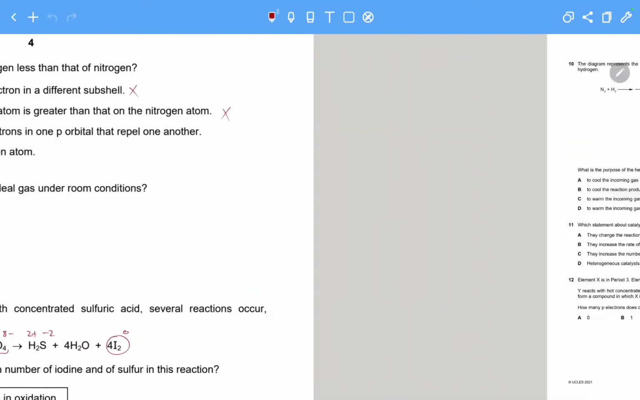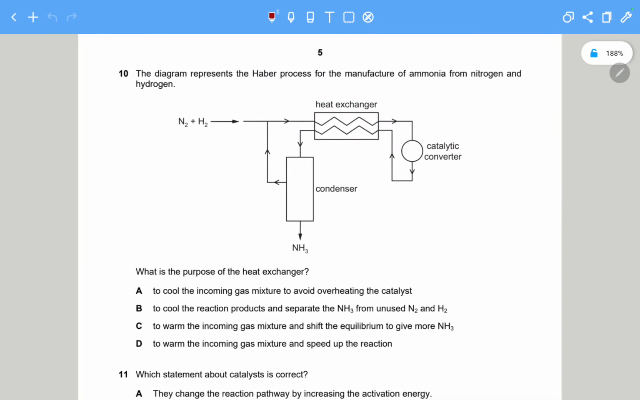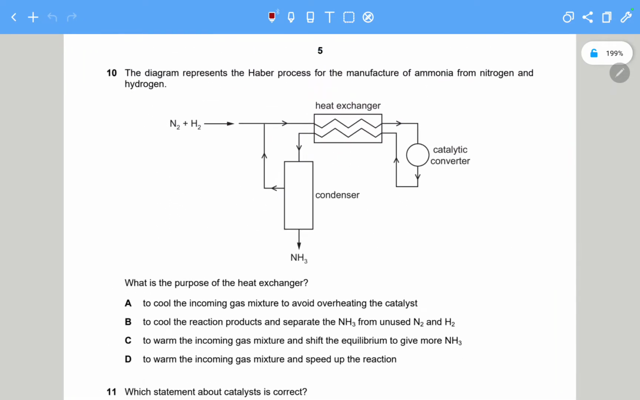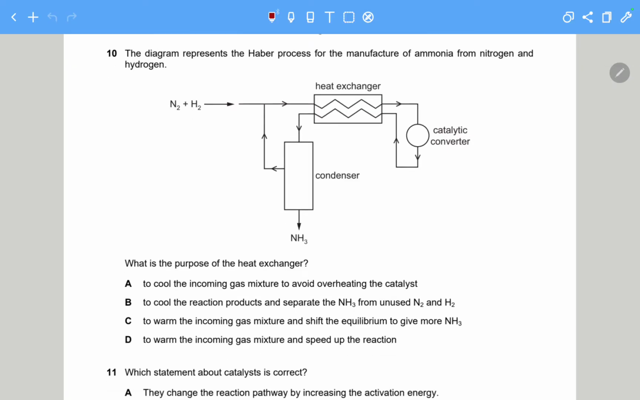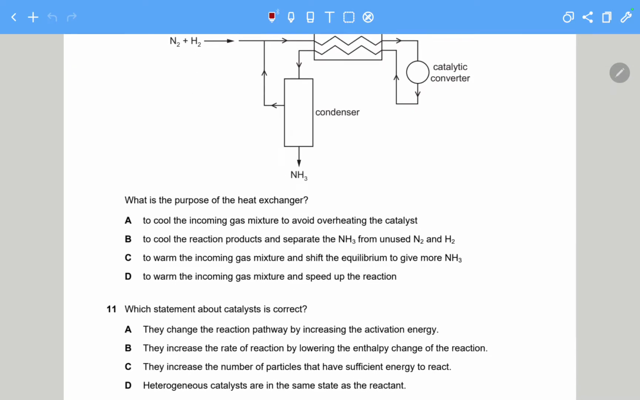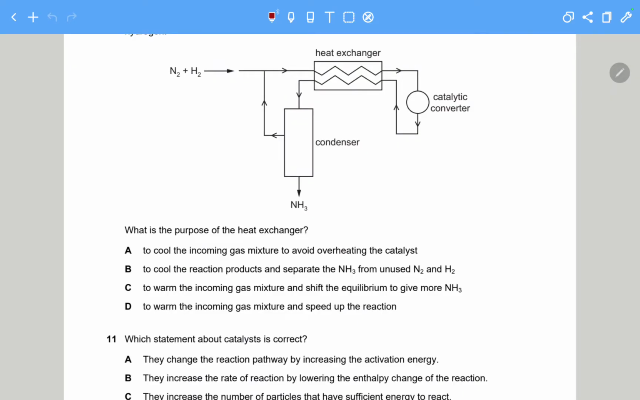Now, question 10. The diagram represents the Haber process for the manufacture of ammonia from nitrogen and hydrogen. They've given this diagram. What is the purpose of the heat exchanger? To cool the incoming gas to avoid overheating the catalyst. I wouldn't think that's the role of the heat exchanger. I think the gas will be cooled in the catalytic converter itself. And the other thing is, if you cool it too much, then the reaction will be slowed down to quite an extent, and therefore I would cross this option out.